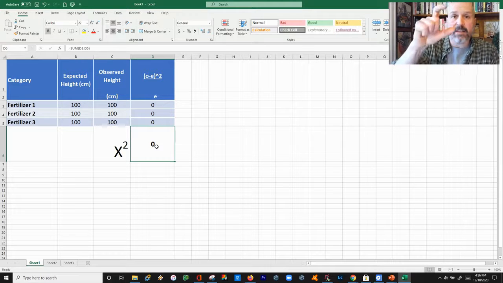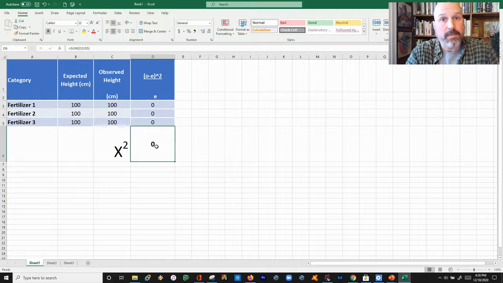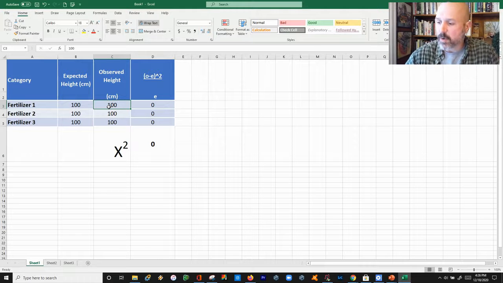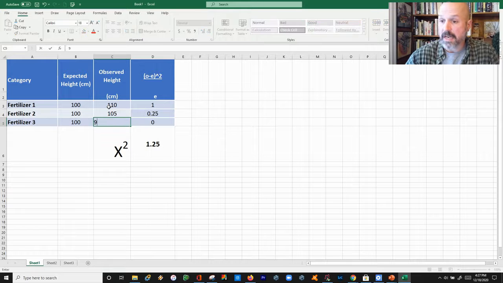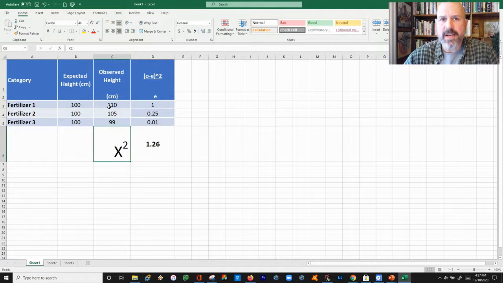This value I have highlighted is called your chi-square. Watch what happens. Maybe the nitrogen did work pretty good and it grew a little taller. Maybe the phosphorus, I'm sorry, the potassium was pretty good too. So maybe that's 105 and 105 and then maybe 99. I don't know. See what's happening in my chi-square? Every time I get a little farther away from my expected, the chi-square goes up.